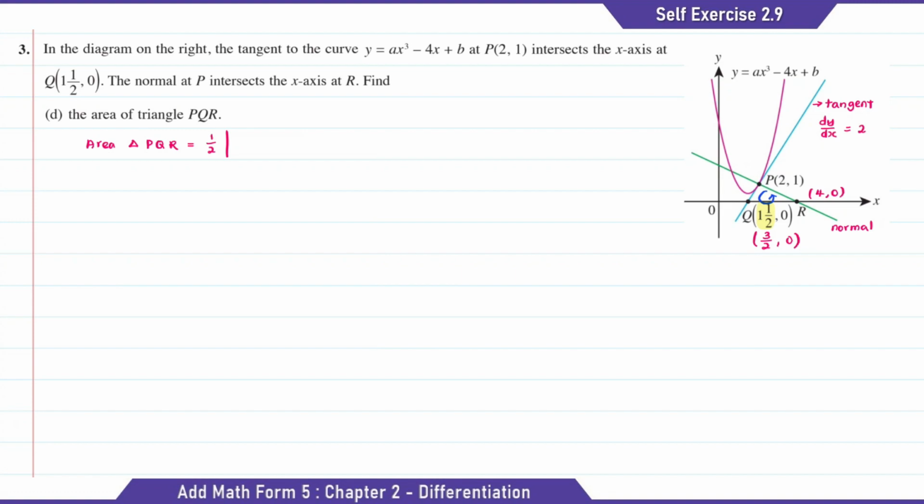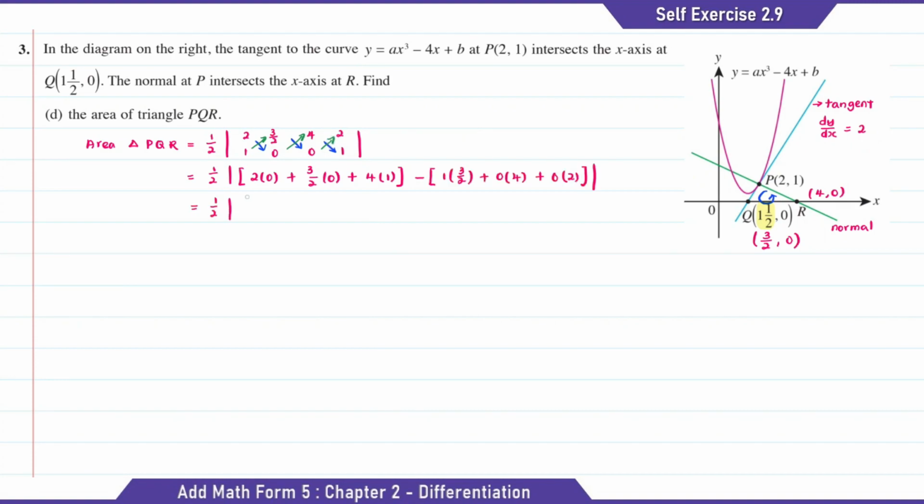So here we're going to arrange the coordinates anticlockwise starting with point P. So (2, 1), (3/2, 0), (4, 0), then end with the first coordinate. Next, we're going to sum the products in these directions, then minus the sum of products in these directions.